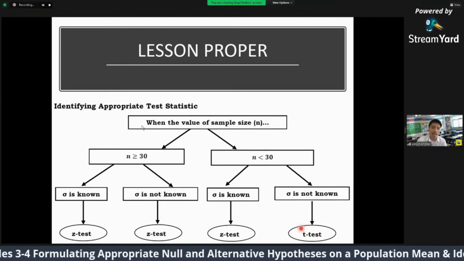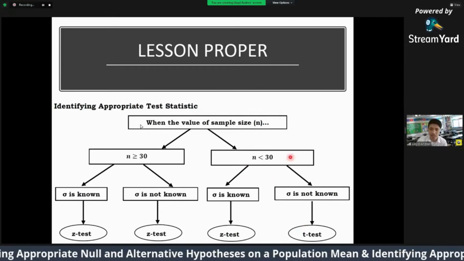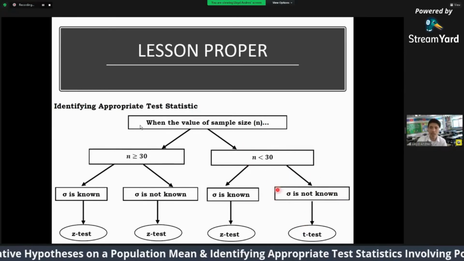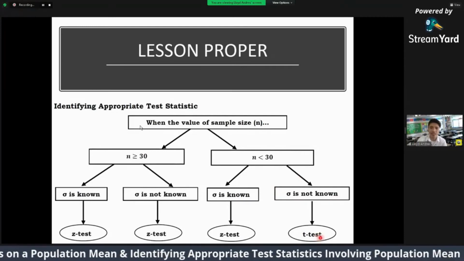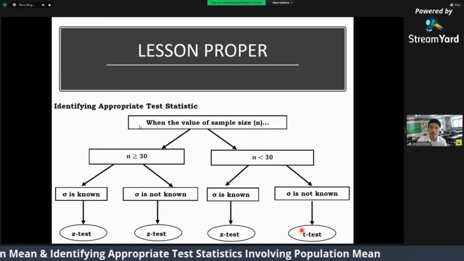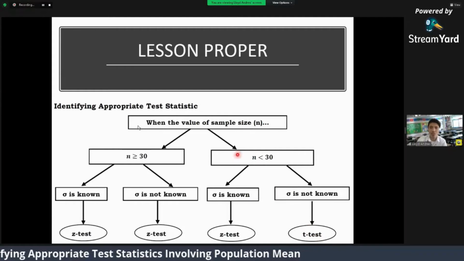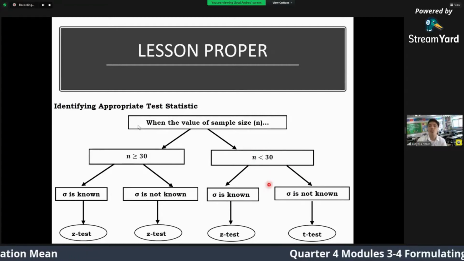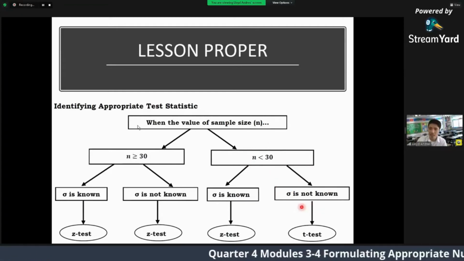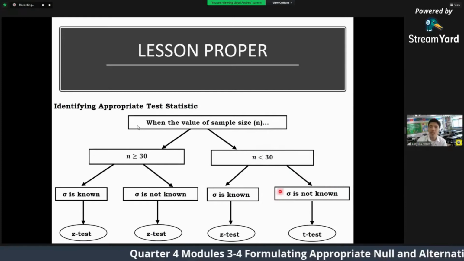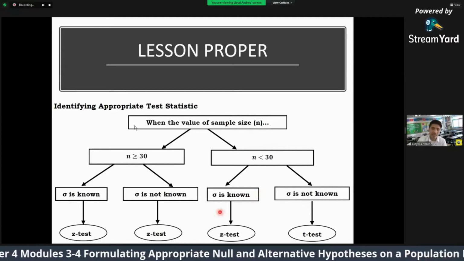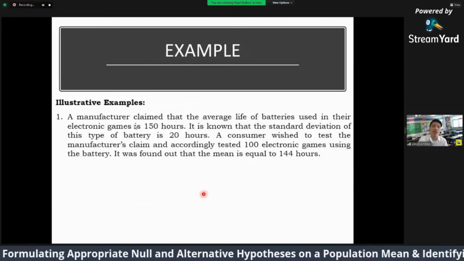Mag-t-test lang ta kung less than 30 and at the same time, wala tay population standard deviation. T-test. So para mas dali lang kanilang atong memorization, mag-t-test lang ta kung ang sample size is less than 30 o variance of population standard deviation is unknown. The rest situation, z-test na ta. So that's the bottom line.